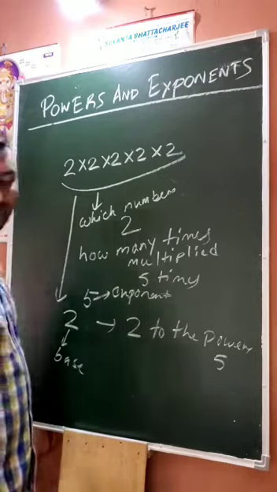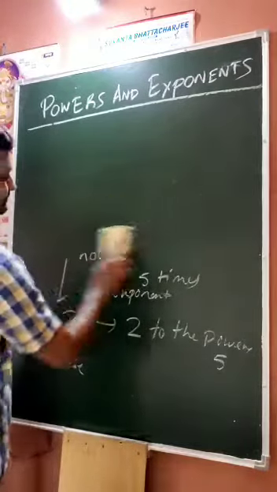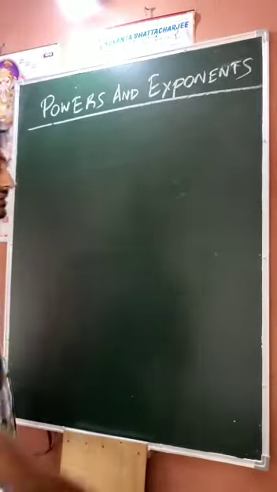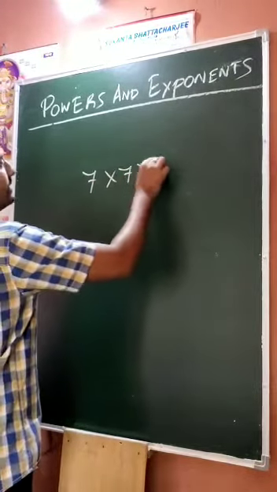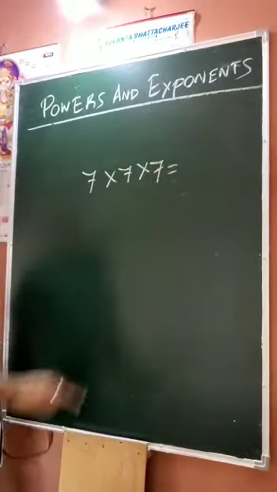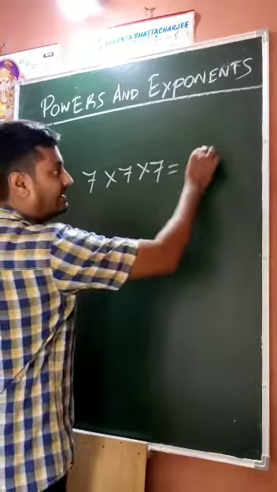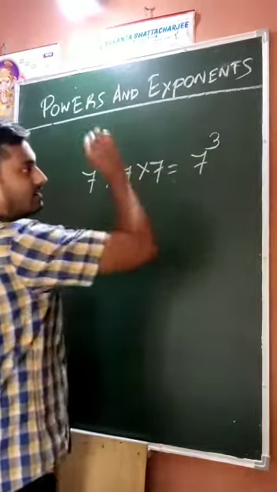Again I repeat this by taking another example. Suppose you multiply 7 3 times. 7 into 7 into 7. Which number you multiplied? That is the base. 7 you multiplied, and how many times you multiplied? 3 times. That is the power.